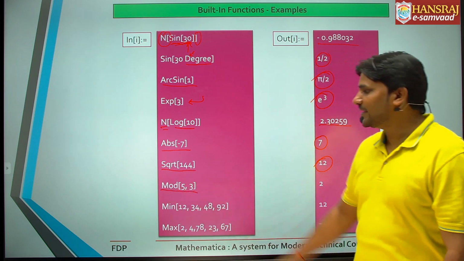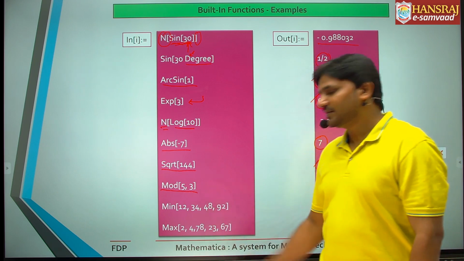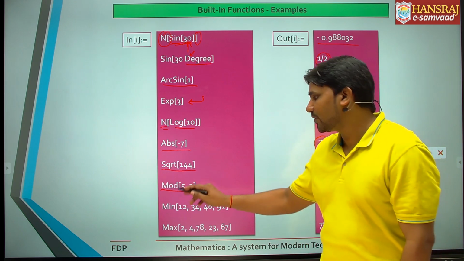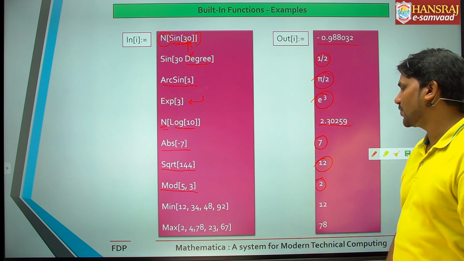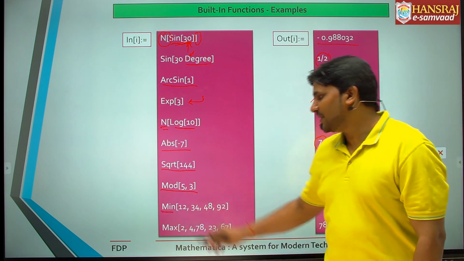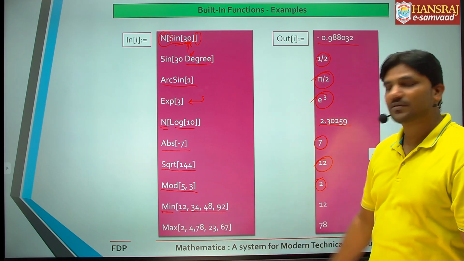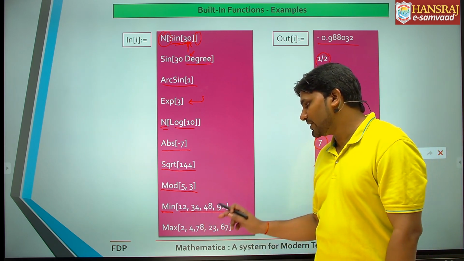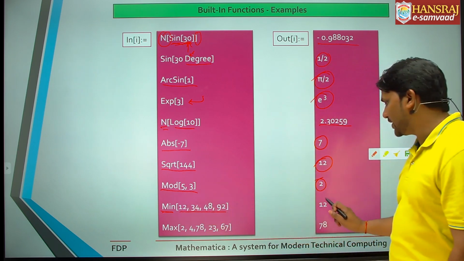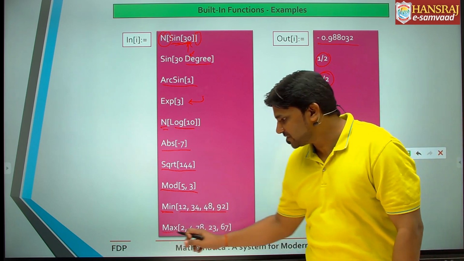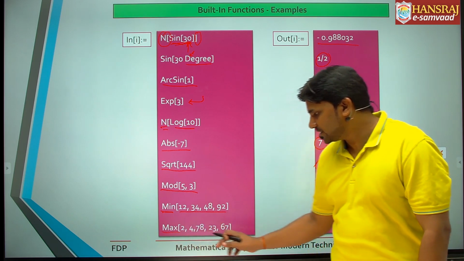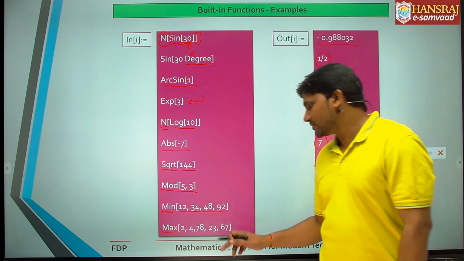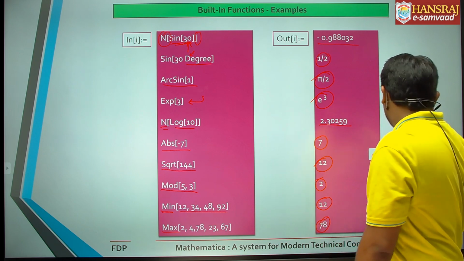You want to find out the remainder if you divide 5 by 3, then the remainder will be 2. So your answer should be 2. So you will put the Mod function there, Mod[5, 3], and the output will be 2. Then you can find out the minimum value for a list. List means we are putting some values separated by commas. That means 12, 34, 48, 92, and the minimum value is 12. If you want to find out the maximum value, then you just put your list inside the Max function, 2, 4, 7, 8, 2, 3, 6, 7, like this one, and you will get your value 78.